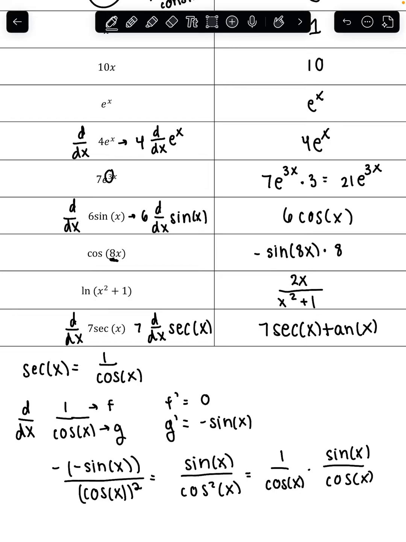Lo and behold, this is also secant tangent. So if you're in a pinch and you don't remember the derivative of secant, you can use the quotient rule. Same thing with tangent, because tangent is sine over cosine, and we can do the same thing with the quotient rule if we were to forget how to take its derivative.